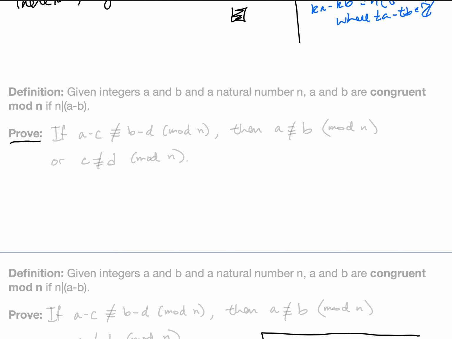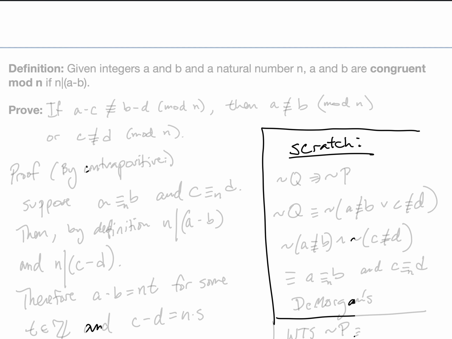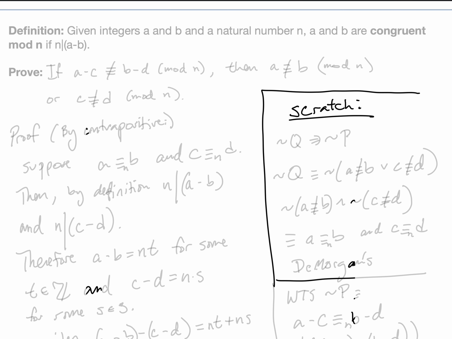Okay, so let's try approaching this proof using the contrapositive proof technique. So we are going to show that not Q implies not P. Let's just think about what is not Q in this case. Not Q is, it is not the case that a is not congruent to b mod n or c is not congruent to d mod n. So it is not the case that a is not congruent to b or c is not congruent to d.